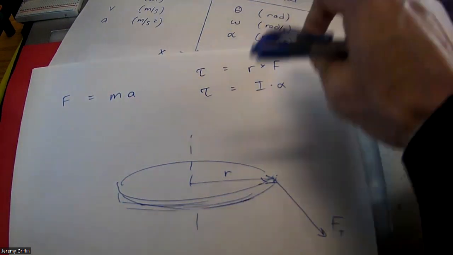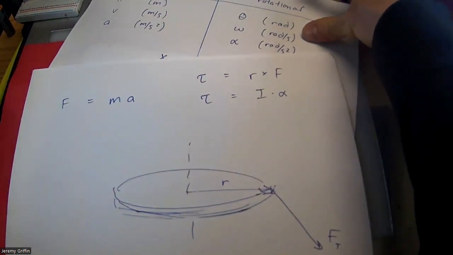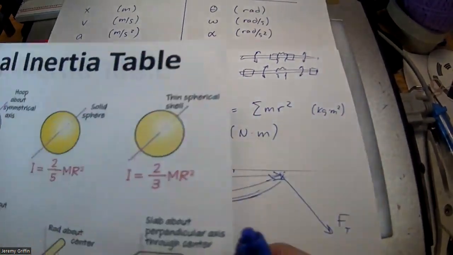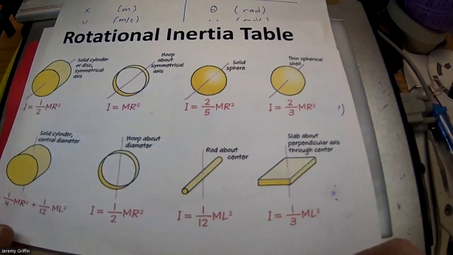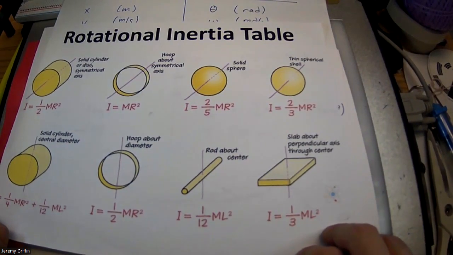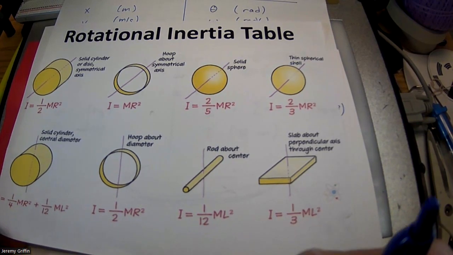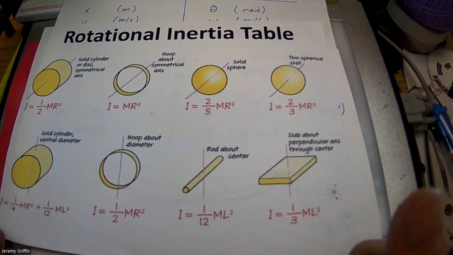Backtrack a little bit to this I. You guys remember I is the sum of mr squared, right? Which represents inertia in an angular sense. It's the rotational inertia, right? So here's a rotational inertia table. Every physics textbook has one of these. For AP, they don't expect you to memorize any of these. If they wanted you to apply any of these, they would give it to you.